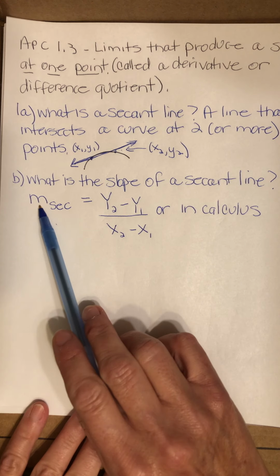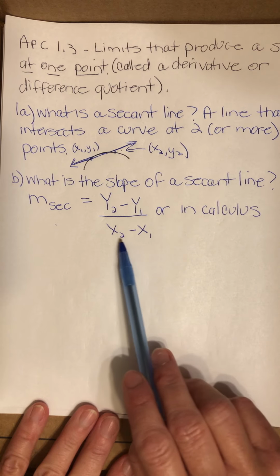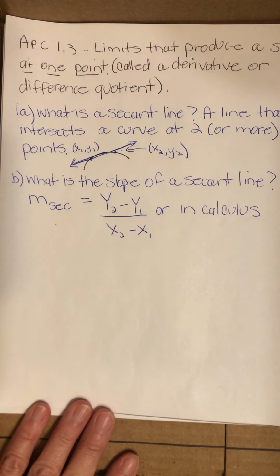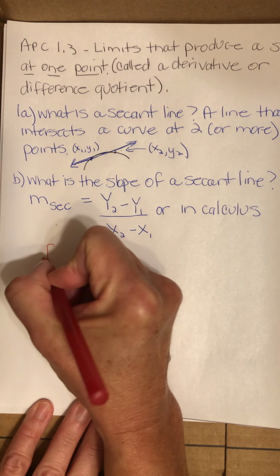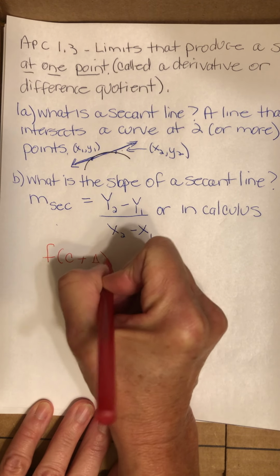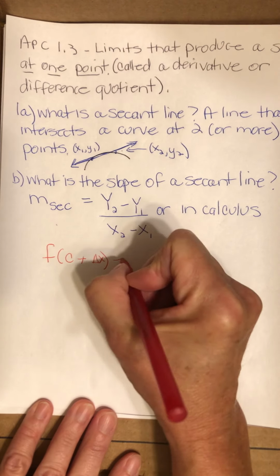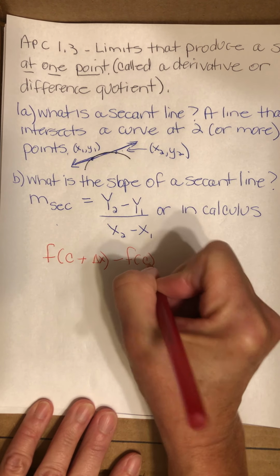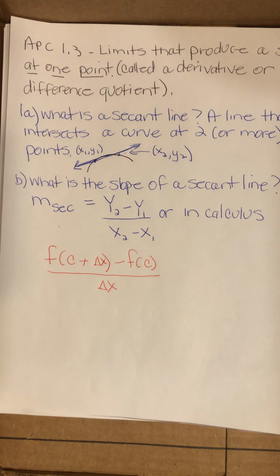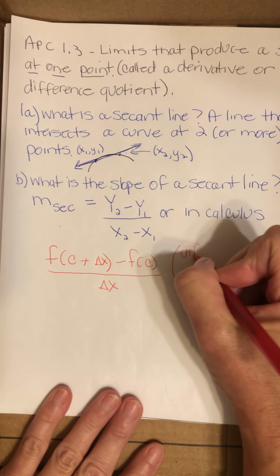So let me go back. Here's the slope of a secant line, y2 minus y1 over x2 minus x1, or in calculus, this is what it looks like. I'm going to do this in red. f of c plus delta x minus f of c over delta x. This is the slope of a secant line in calculus. Again, this is called the difference quotient.